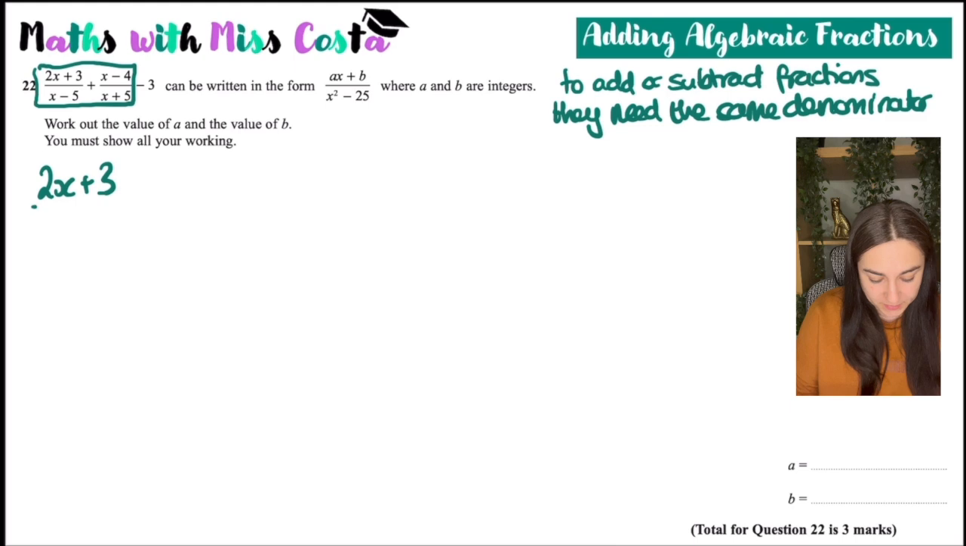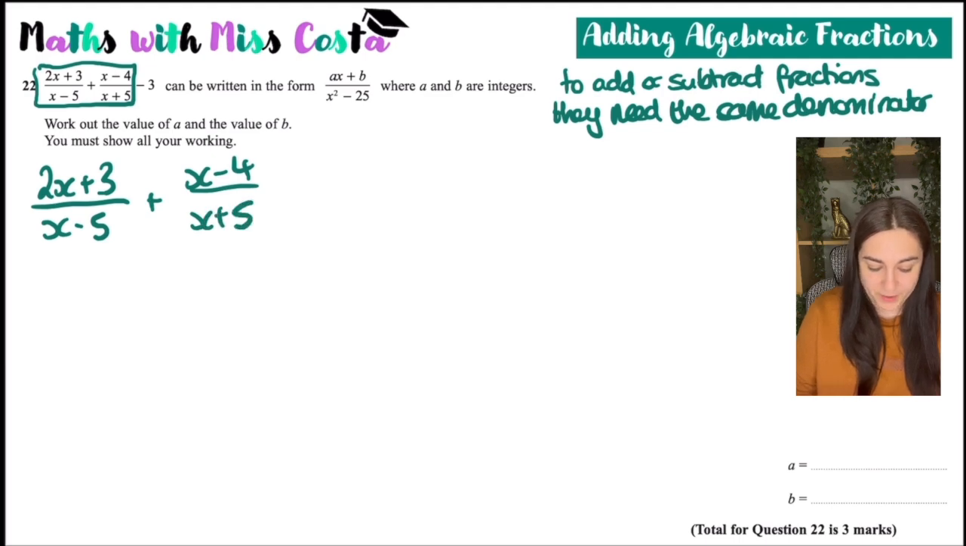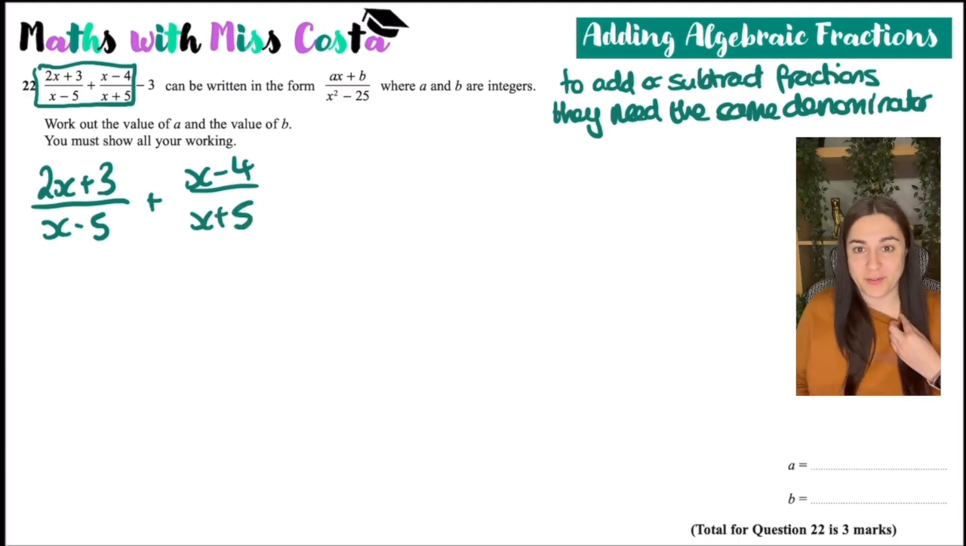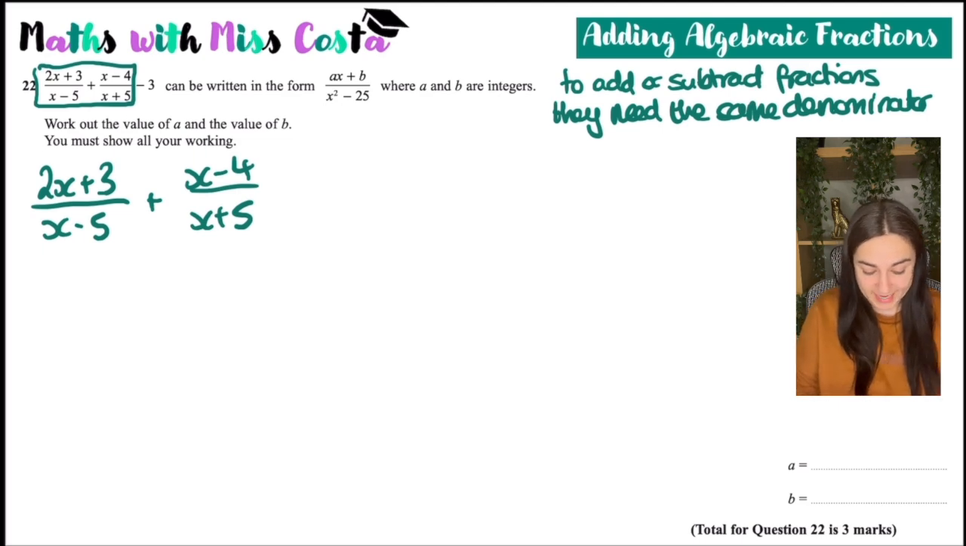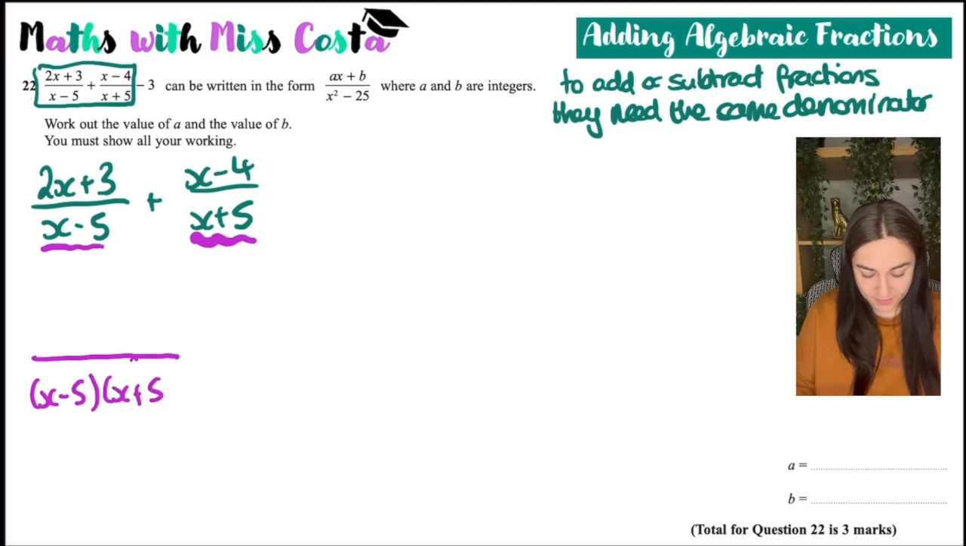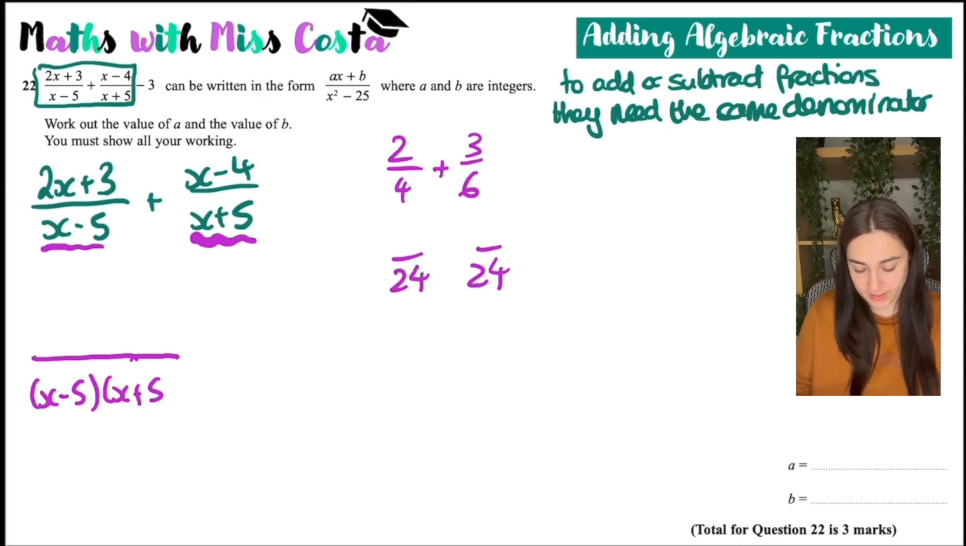So we've got 2x plus 3 over x minus 5, plus x take 4 over x plus 5. Now, in order to do algebraic fractions, generally you're just going to bring together your denominators, and your common denominator is going to be the product of the two denominators. So your new denominator would be x minus 5 times x plus 5, because you're just bringing them together, just like if you had 2 over 4 plus 3 over 6, you could turn this into 4 times 6, which is 24, as a common denominator.